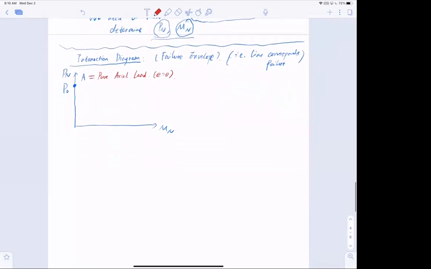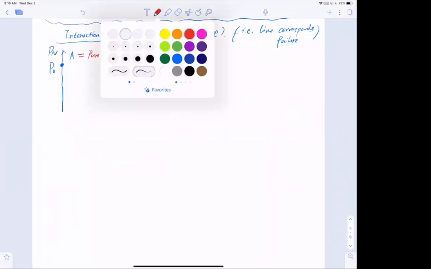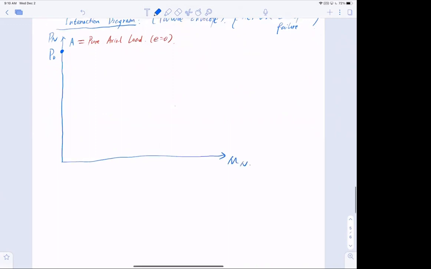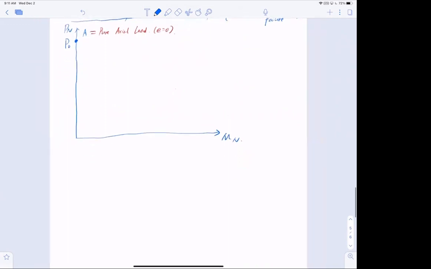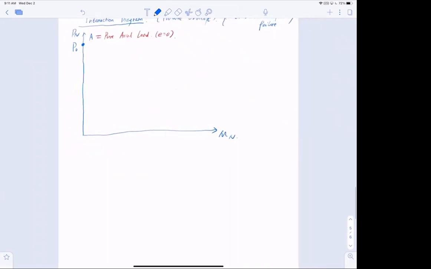So now with this, and again, this is for my sake, I'm just going to draw it big, and you don't have to change anything. For me, I just want to show it a little more clearly. So let me draw it big. Yeah, so this is big enough. All right, so now I have the first point, which is pure axial loading.